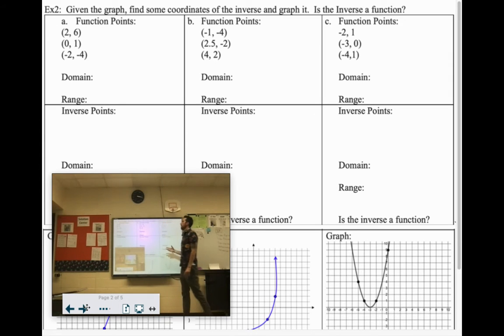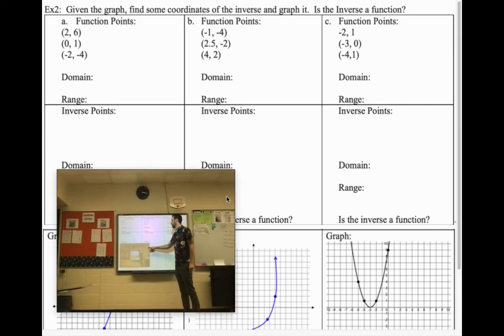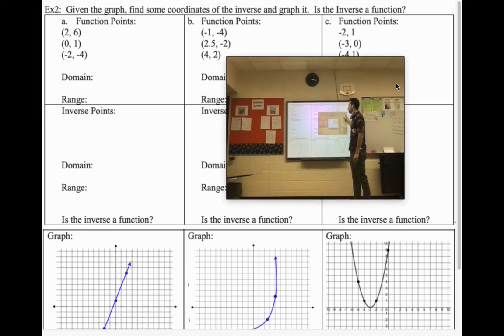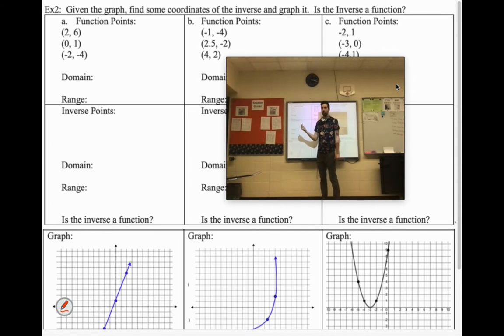We're going to be given a graph. We're going to have to convert into the inverse coordinates there, and then we're going to graph it and see if it's a function. So looking at the first function points, (2, 6), (0, 1), (negative 2, negative 4), we're going to find the inverse points of that, which again, you just flip the x and the y.